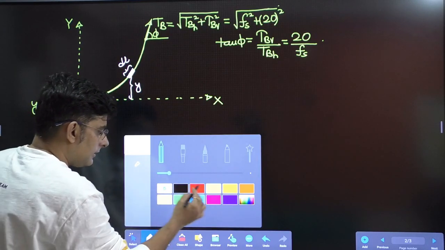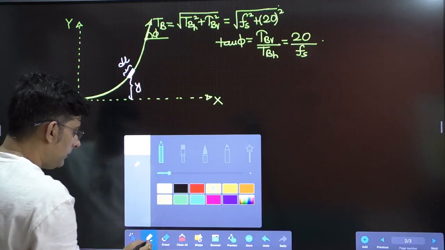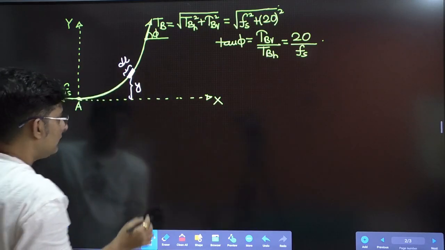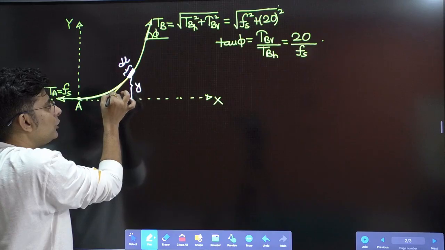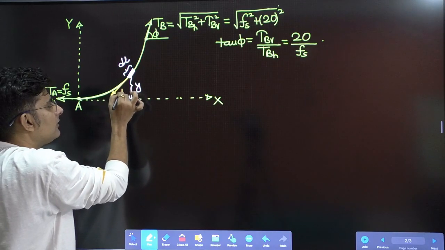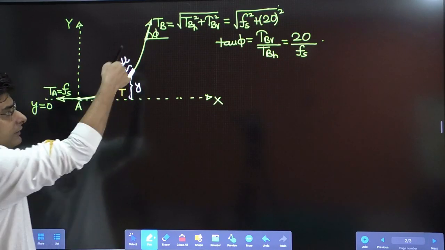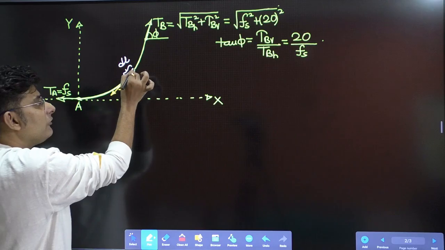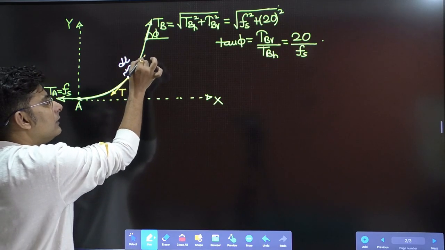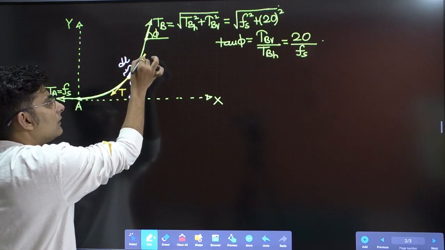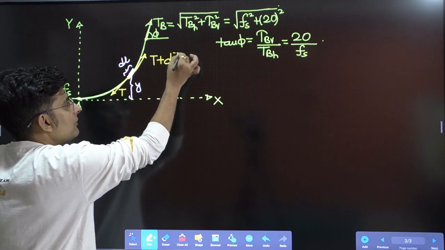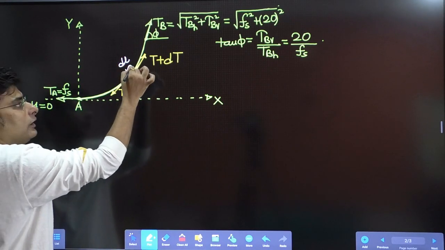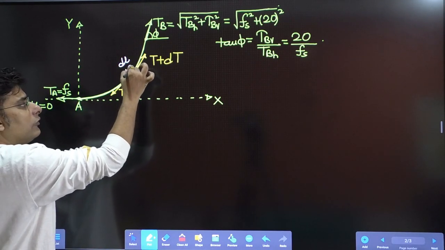Now this small element will be pulled from both sides. The lower end will pull it downwards. So let's call this tension T. At a height y, this is the tension. And when we see the upper end, the tension over here will change by a small amount. Why a small amount? Because the length itself is very small. This element is very small.